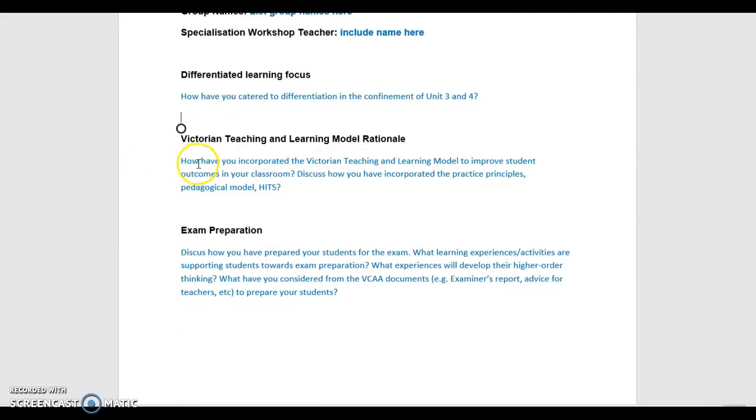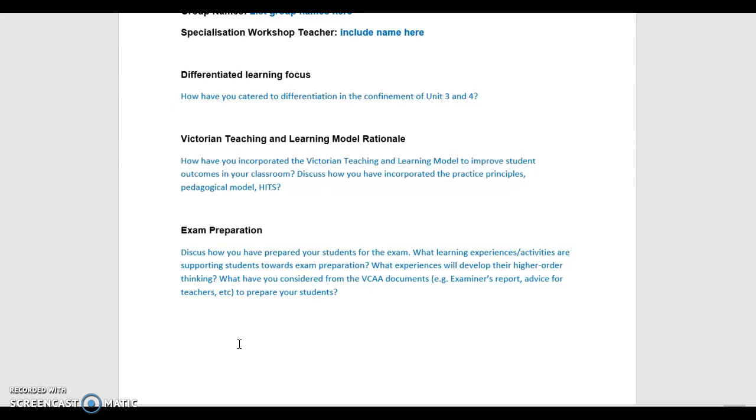How have you incorporated the Victorian teaching and learning model to improve student outcomes in your classroom? So thinking about the practice principles, the pedagogical model and HITs, how have you incorporated them? Which ones have you really focused on? And have a discussion here about what the evidence base is for including the ideas that you have in your unit plan. And then in Units 3 and 4, we need to prepare our students for the exam at the end of the year. So a discussion of how you've prepared them needs to be here.